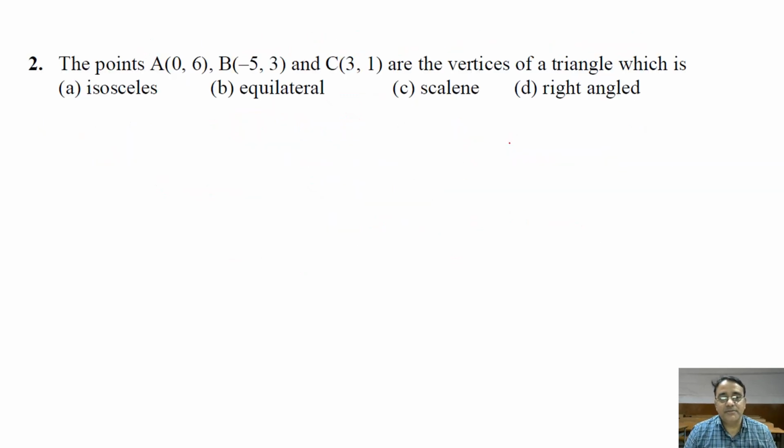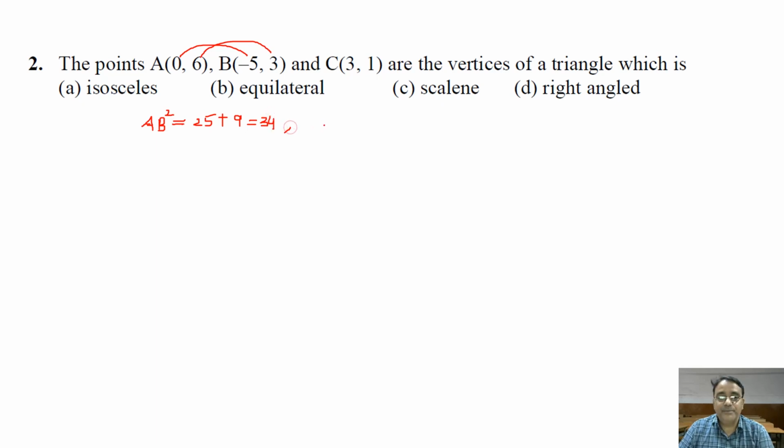Now we are moving toward question number 2. The point A 0, 6, B minus 5, 3 and C 3, 1 are the vertices of a triangle which is dash. So we have to find 3 sides. So let us start with the AB square. ठीक है, AB square लेने का फ़ायदा क्या है कि स्क्वायर रूट नहीं लगाना पड़ेगा. ठीक है, so minus 5 minus 0, that is minus 5 only, स्क्वायर हो जाएगा 25, plus 3 minus 6 is minus 3, स्क्वायर हो जाएगा 9, so we are getting 34.